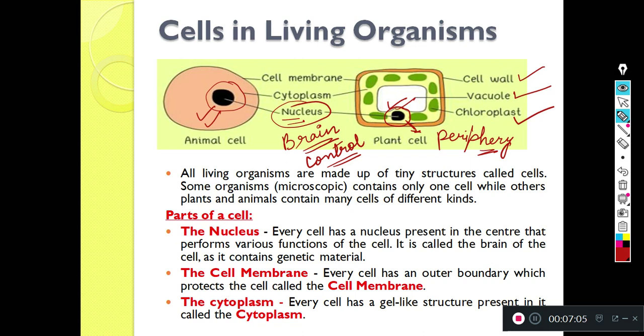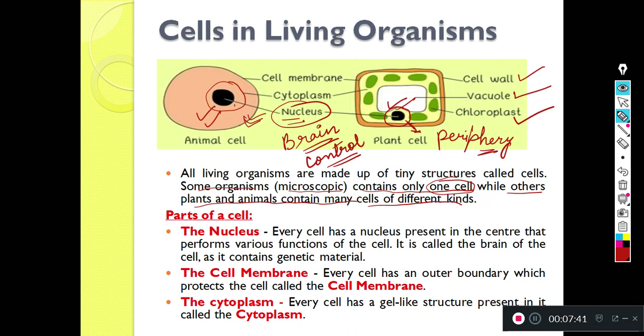And when this cell will reproduce, or eat something, or excrete something, or anything is happening in the cell, it will be controlled through the nucleus. Clear? So now we are moving further. Some organisms, microscopic, contain only one cell, so we call them single cellular animals, while other plants and animals contain many cells of different kinds. So we can call them multicellular animals. Okay, I will tell you in detail later.